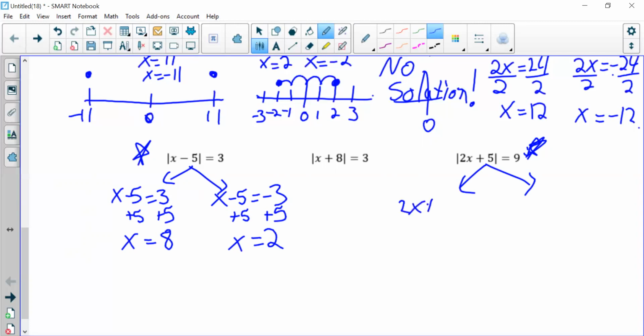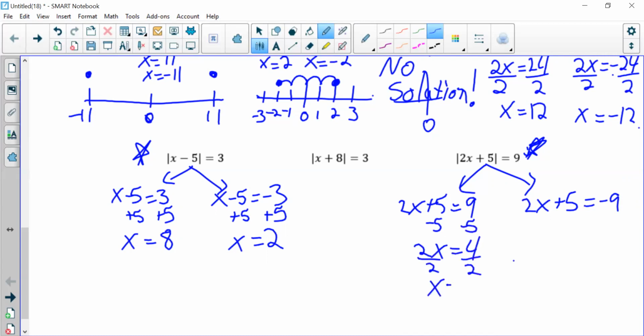2x plus 5 equals 9. 2x plus 5 equals negative 9. All right, get rid of our 5's first. It's being added, so we're going to subtract it. Minus 5 gives me 2x equals 4. Divide both sides by 2.